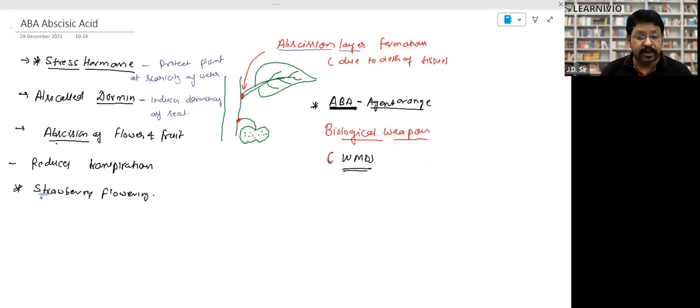Again, a very important question: responsible for flowering in the strawberry? Abscisic acid is responsible for flowering in the strawberry plant. Is that clear?